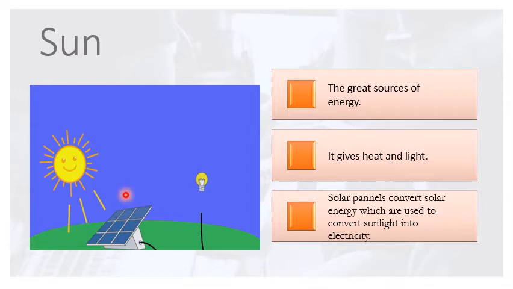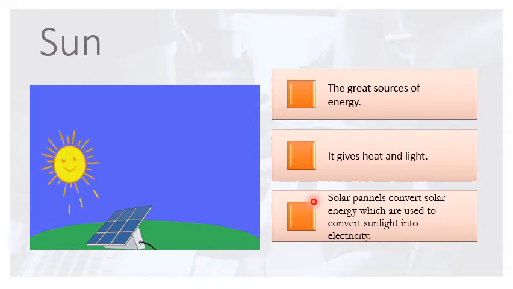So we must know the great source of energy. What is the great source of energy? That is the sun. Why? Because it gives us heat and light, right? And we use solar collectors at our homes. What do they do? They convert the solar energy into electricity.